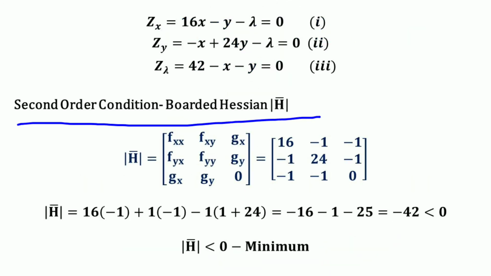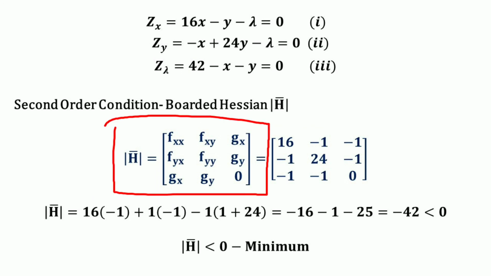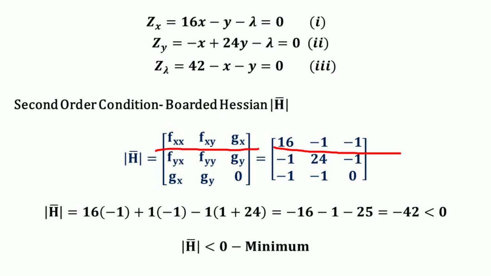As we know, our objective is to minimize the cost, so we want to check whether the given function is a minimum or not. For that, we check the second order condition, that is the bordered Hessian, using the second order partial derivatives. Here f of xx is equal to 16, f of xy is minus 1, g of x is minus 1, f of yx is minus 1, f of yy is 24, g of y is minus 1, then g of x is minus 1, g of y is minus 1, and we put 0 in the last element.